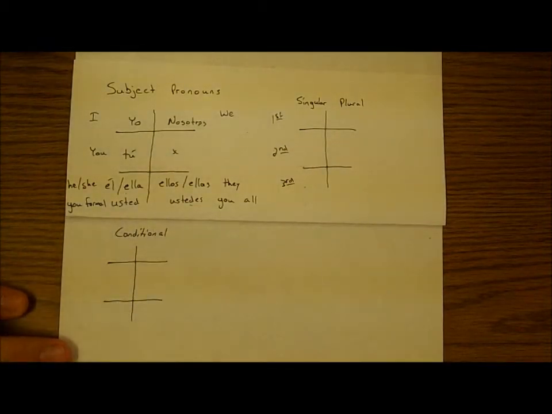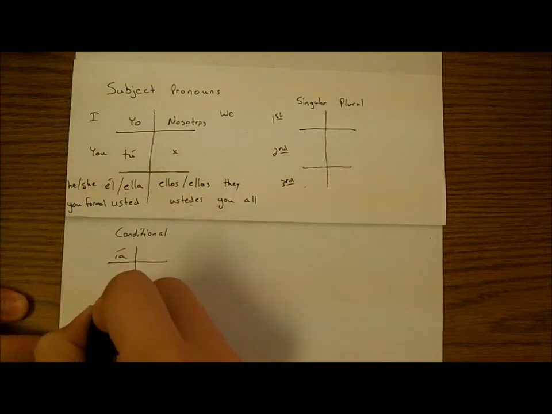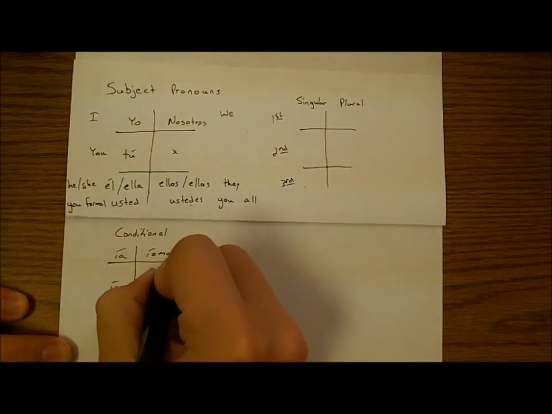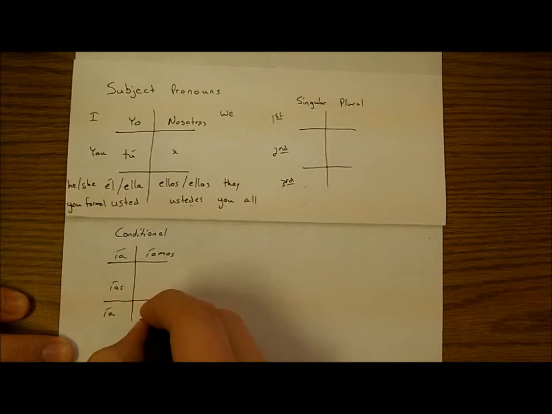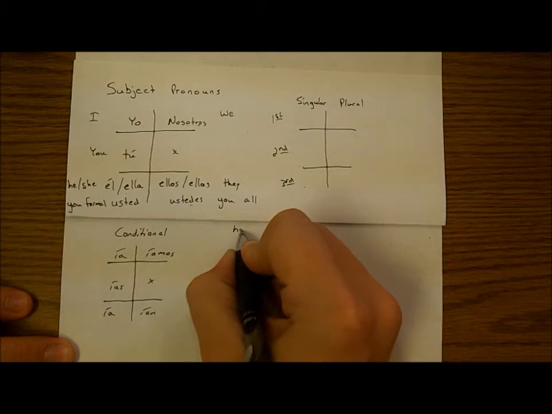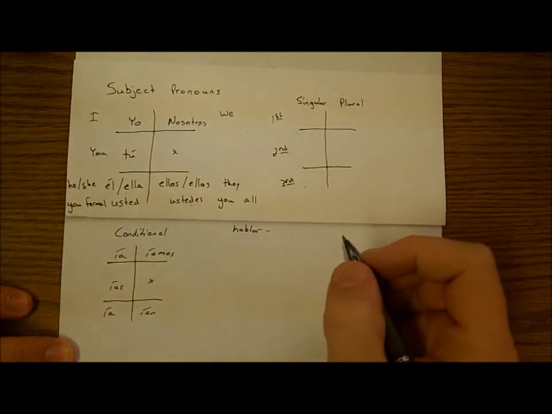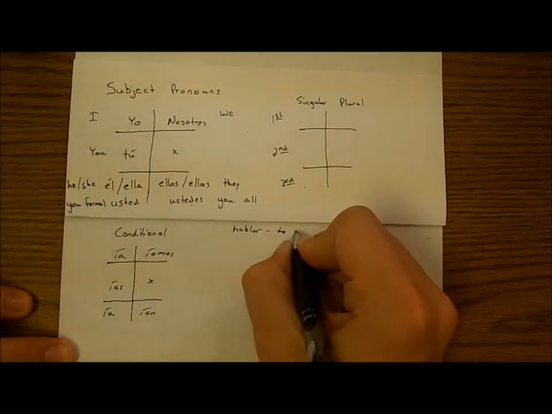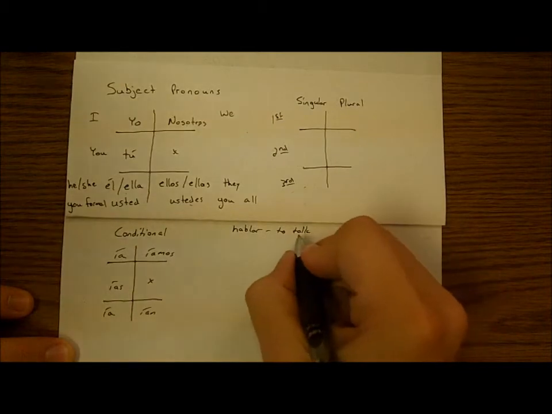So, the conditional tense uses the same verb conjugations as ER and IR verbs in the imperfect tense. So we have ía, ías, ía, íamos, and ían. Remember, we're skipping the vosotros for this point in time. Now, in order to demonstrate the conjugations of the conditional tense, we're going to use the word hablar. You probably recognize this from when we used the present verb tense endings. Hablar means to talk or to speak.